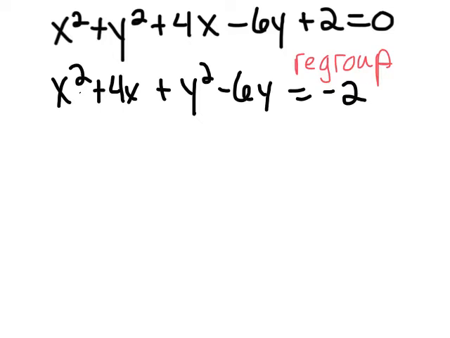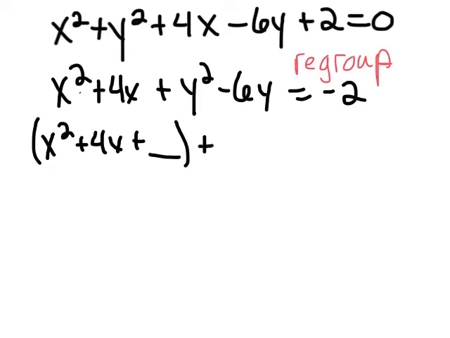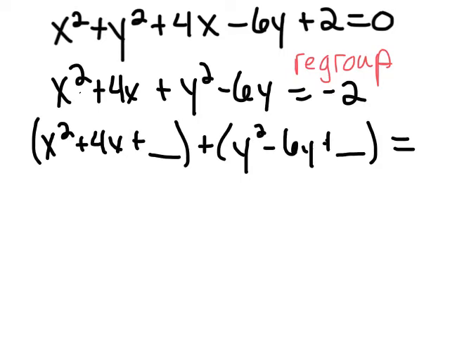So we need to complete the square, and we have to do this twice. Here's the process. For the x's, I'm going to say x squared plus 4x plus blank. And there's my first expression, plus y squared minus 6y plus blank. On the other side, I've still got negative 2, but I'm going to add whatever I add in the blanks here. Whatever I add here, I got to add here to stay balanced. And again, whatever I add here, I'm going to add down here to stay balanced.